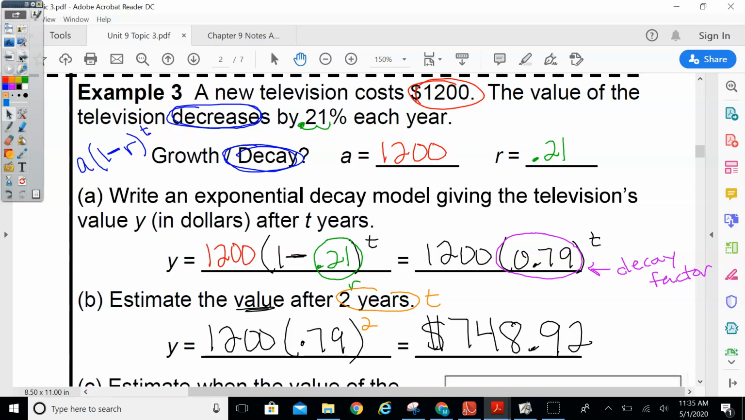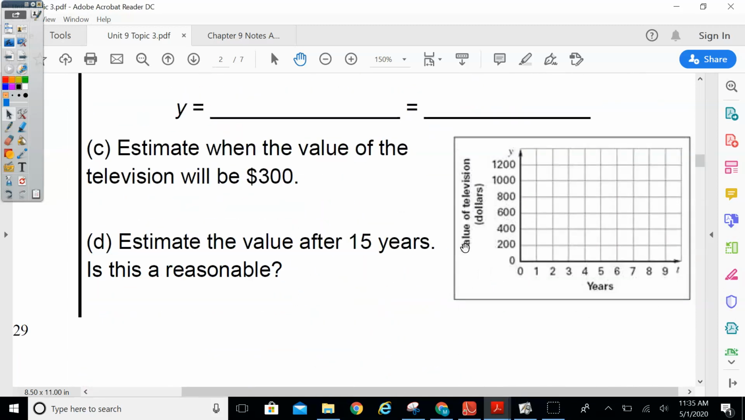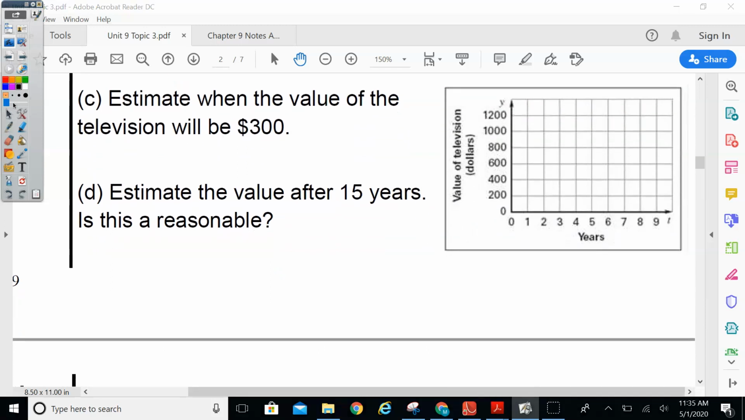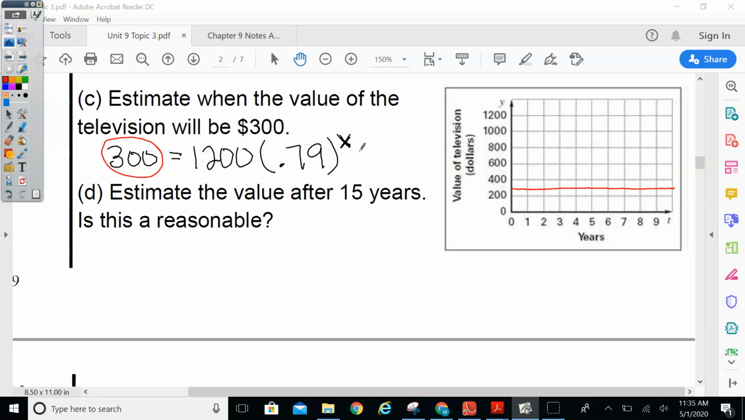And then again, part C is using the graph to find the value. So what was our equation again? 1,200 times 0.79 to the t, and we're looking for the time. We're looking for when this is equal to 300. So for the 300 part, we know that's going to be a flat line at 300. And then we need to graph this one to see where it intersects.